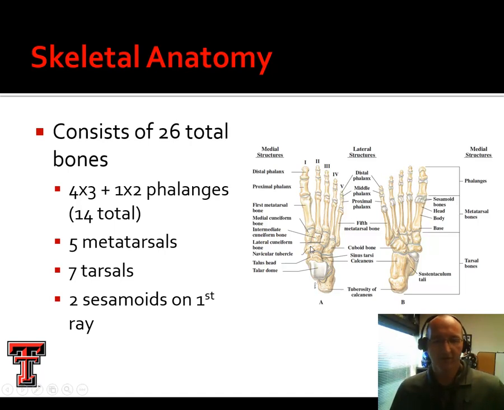We've got 5 metatarsals, 7 tarsals, which in the case of the talus, forms part of the ankle. And then we also have 2 small sesamoid bones. A sesamoid is basically like an anatomical pulley. It increases the leverage that a muscle has. It's not really considered part of that 26, but they are there. And on a rare occasion, we may have an injury there to a sesamoid.